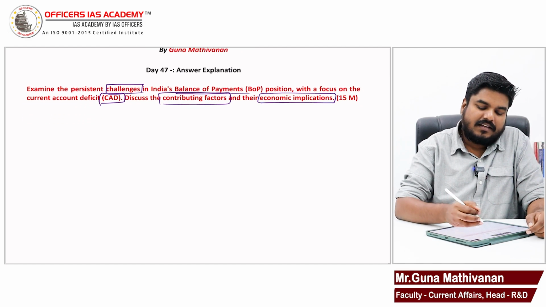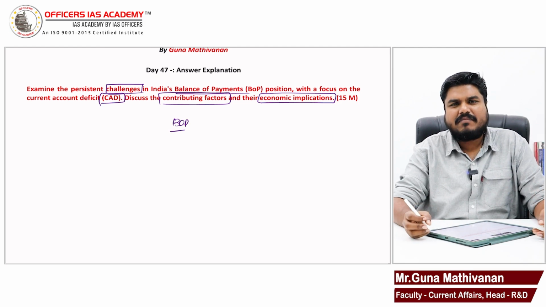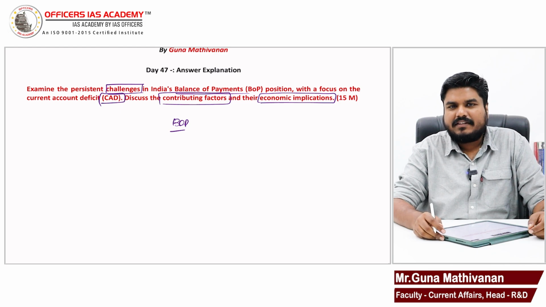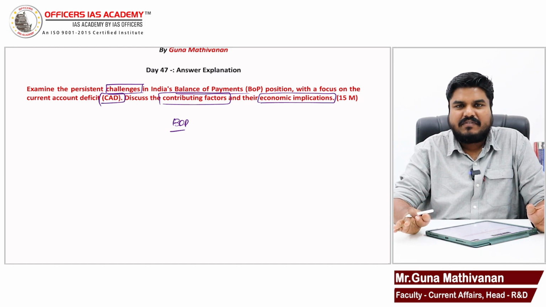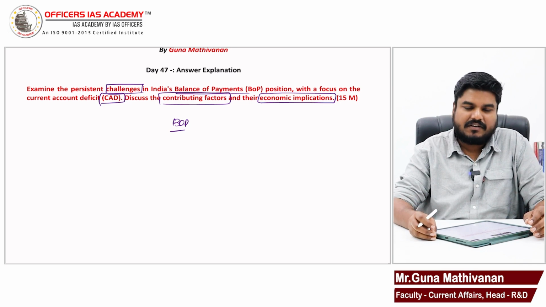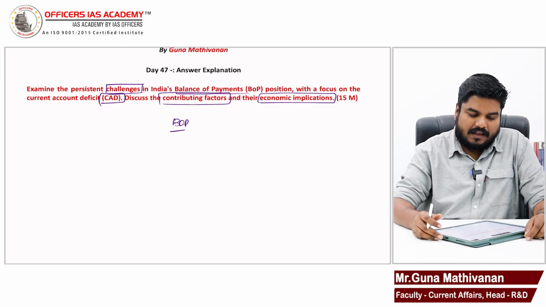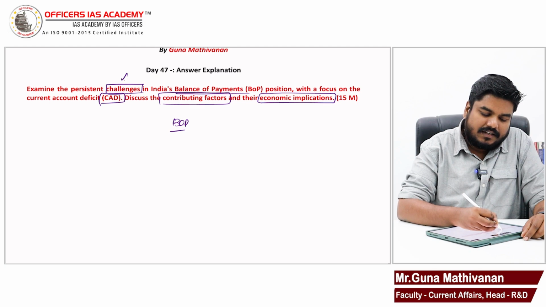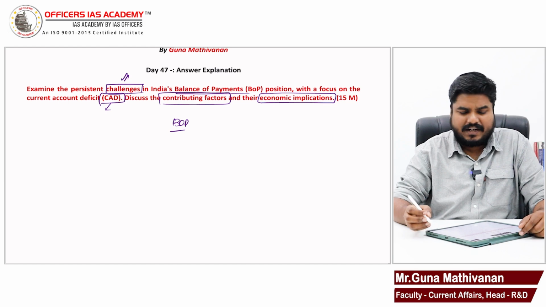You can start your answer by explaining what BoP is. Balance of payments is a systematic record of all the transactions which we do with the outside world. All the transactions are recorded in two accounts, that is current account and capital account. The capital account will be favorable in general, while the current account has an unfavorable condition in particular. This brief information you can give. Then, with respect to challenges with a particular focus on current account deficit, we have to highlight them.